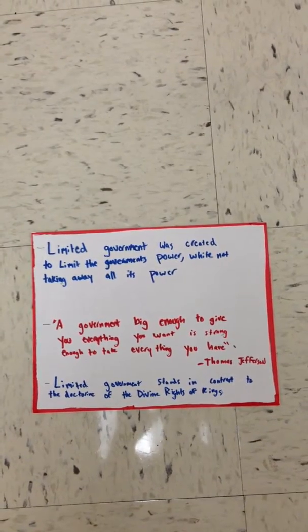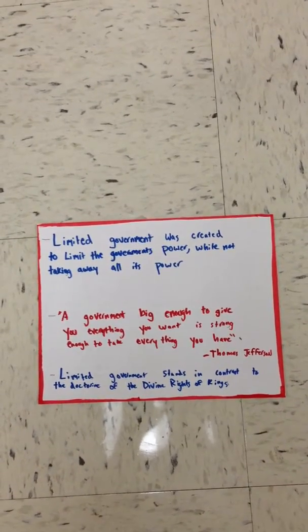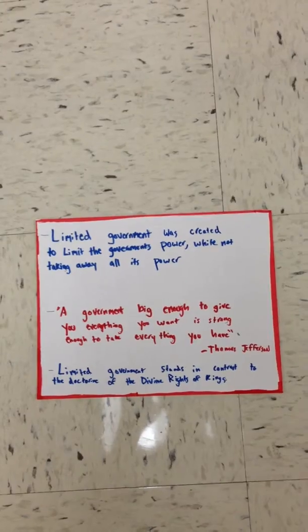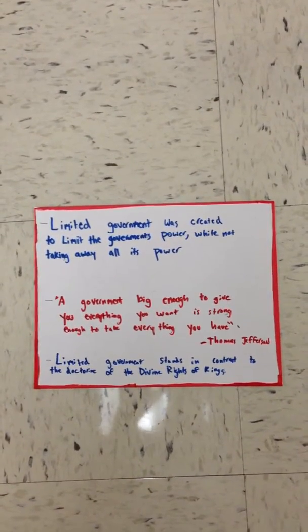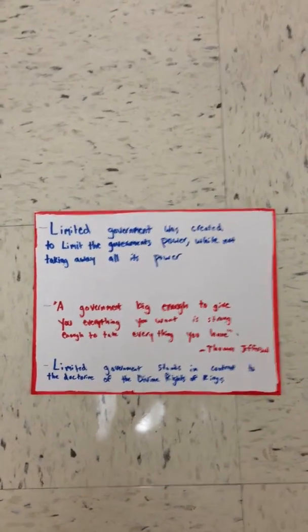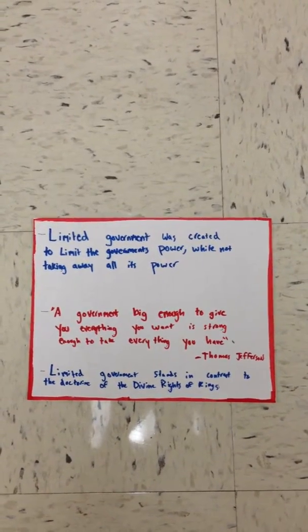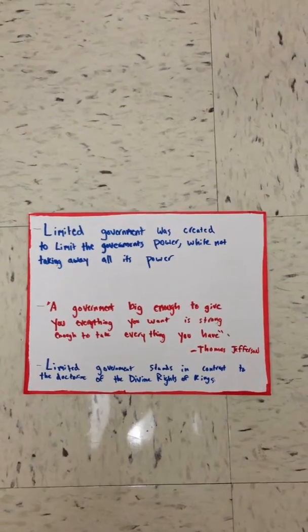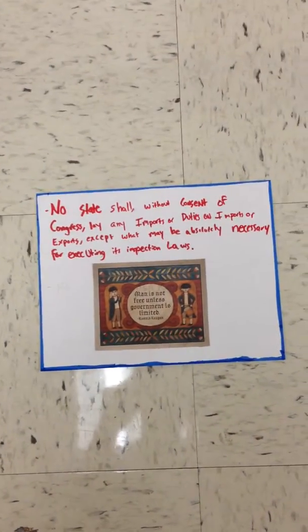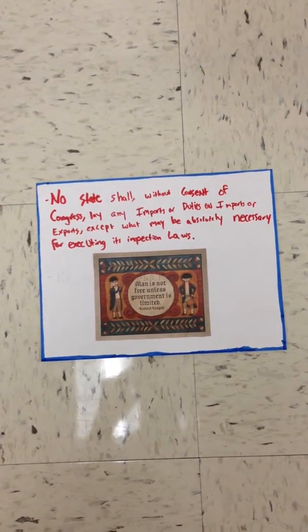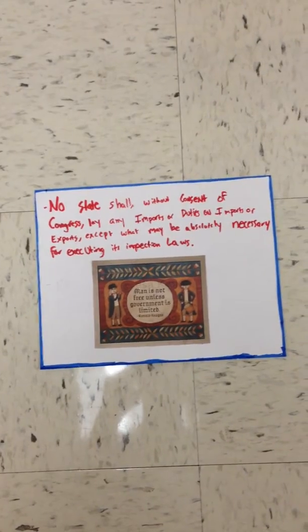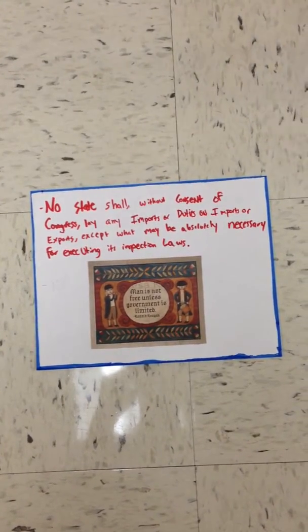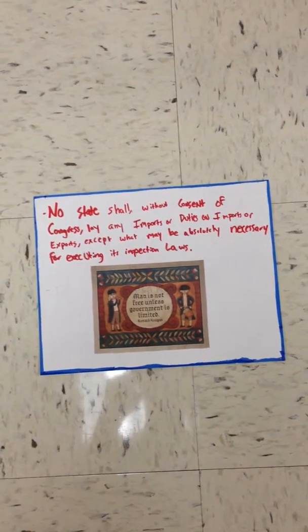It was created in contrast to the doctrine of the Divine Right of Kings. These new Americans were fed up with how things were going under the King's rule, so they needed some control, but not complete control. As Thomas Jefferson once said, a government big enough to give you everything you want is strong enough to take away everything you have. We see this many times throughout the Constitution, such as in Article 1, where it states that no state shall, without consent of Congress, lay any imposts or duties on imports or exports. That would be one of the many restrictions put into the Constitution.